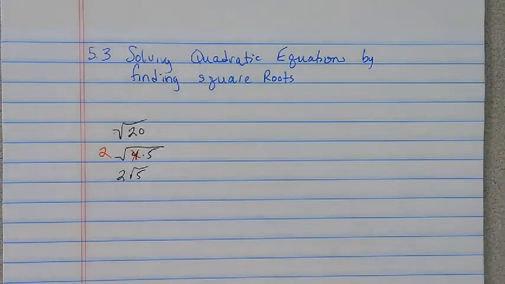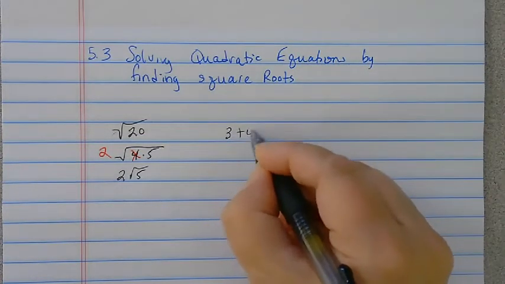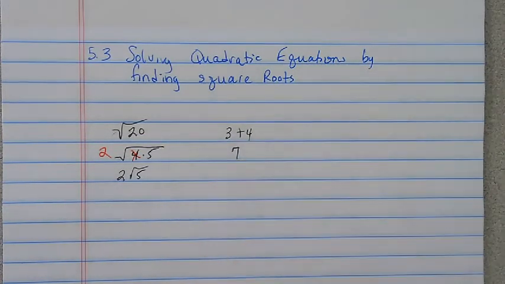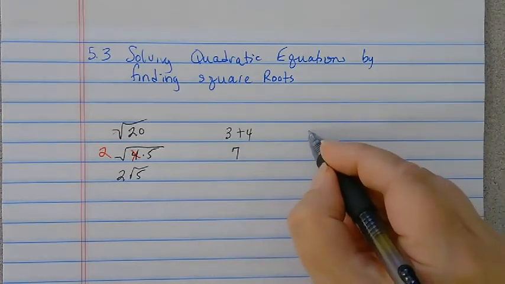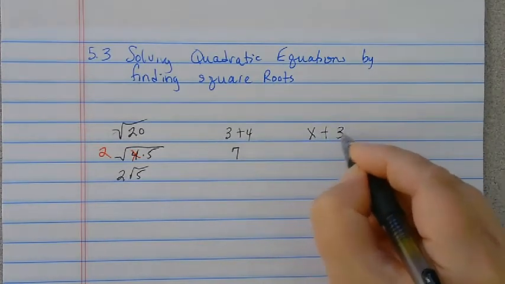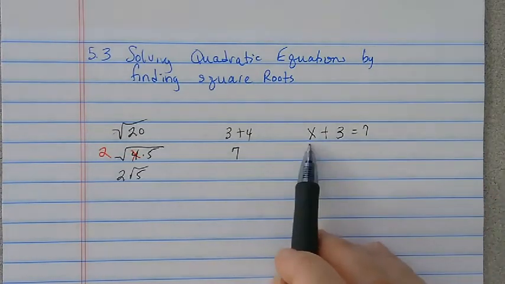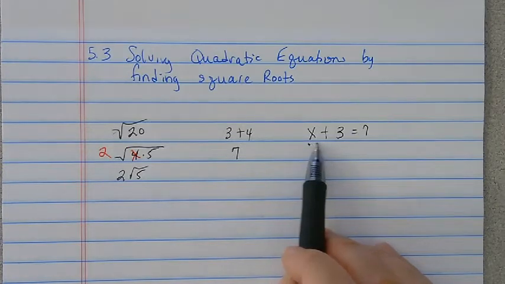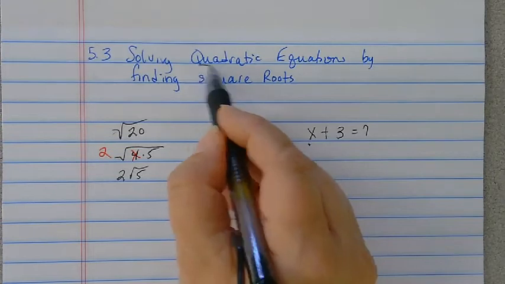So this was just simplifying, kind of like if I had the number 3 plus 4, I could simplify that as 7. But what we're going to do today is solving. So it would be like having an unknown plus a number equals a number. This is solving because we're actually finding the solution that works for x. So this would be a linear equation to solve, and what we're going to do today is solve quadratics.